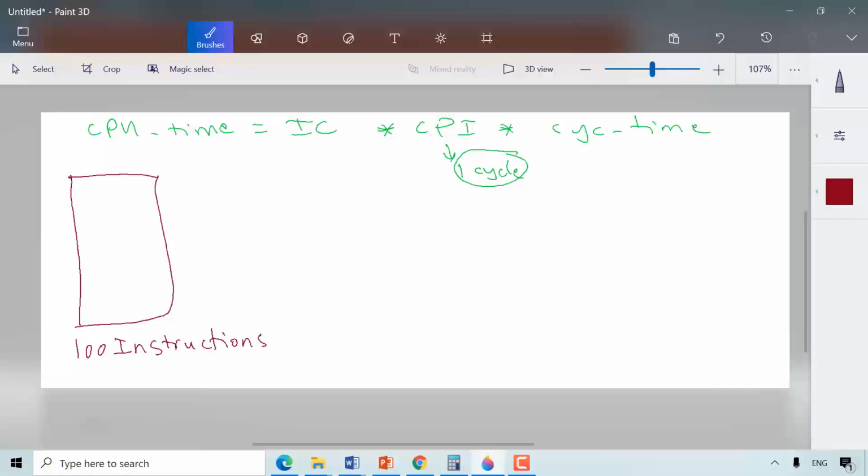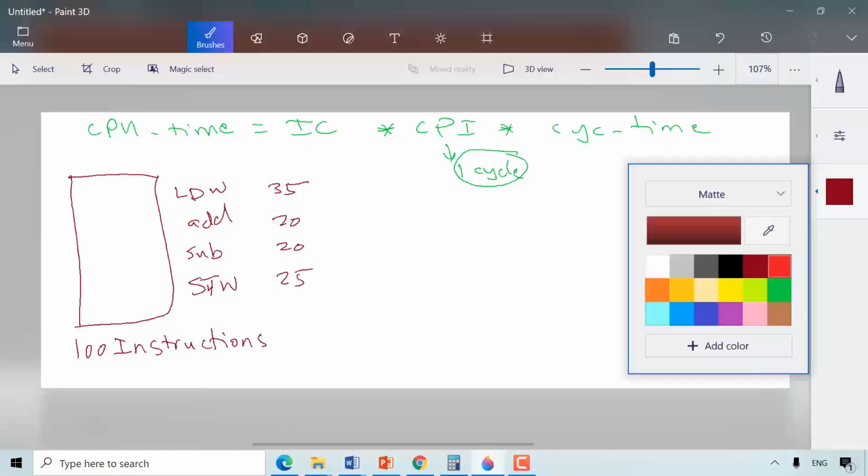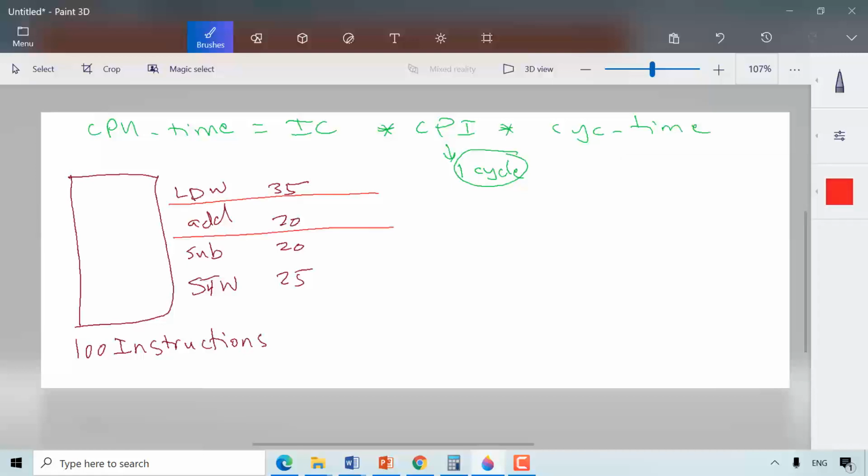Let's say, for example, I have loads: there are 35 load instructions. I have an add, with 20 of those instructions, a subtract, with 20 of those instructions, and a store, with 25 of those. Suppose now, and this is the important part, that every one of those instructions has a different CPI. So let's take a look at the CPI. This is the count for every instruction.